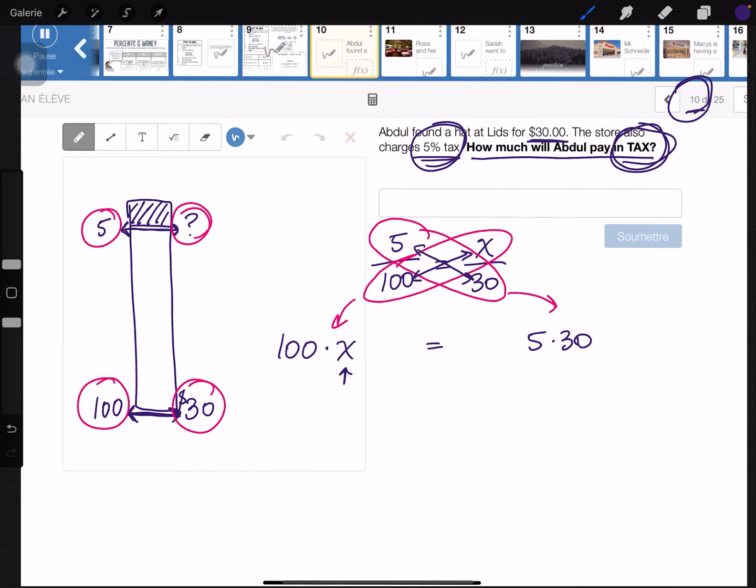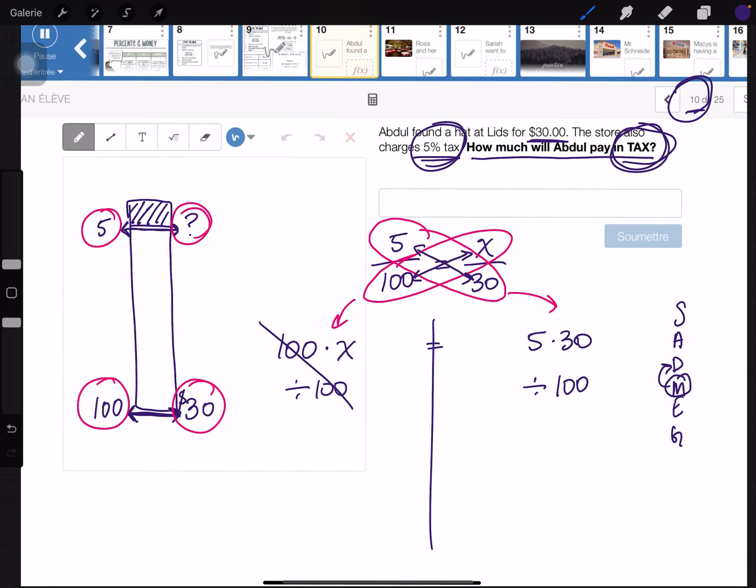That means I have to get rid of this 100. So if we're ever confused, we can always write out SADMEG. That's GEMDAS backwards. And I'm going to circle what's happening. On the left-hand side, 100 is being multiplied by x. So I'm going to use division, the opposite, to get rid of it. And I have to make sure I do that on both sides.